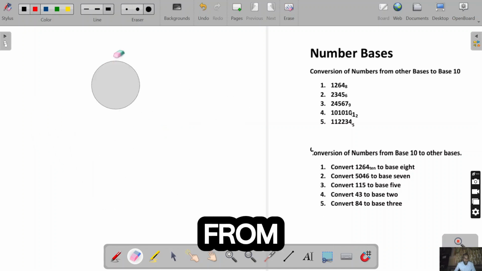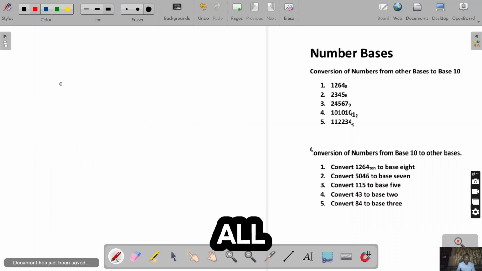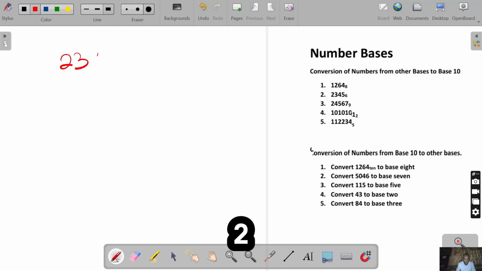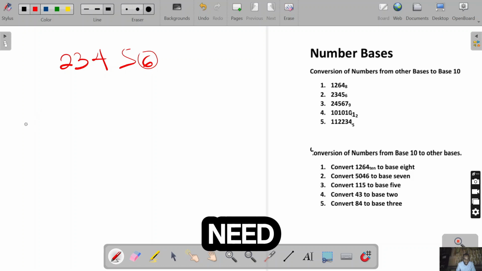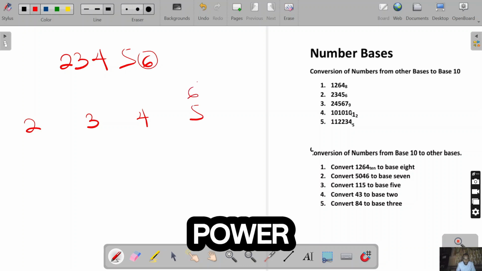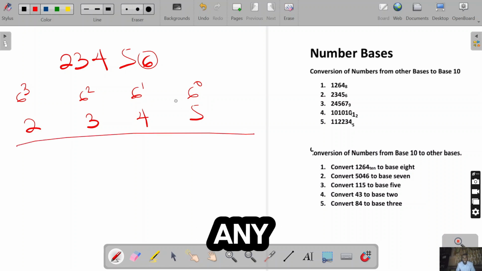When you are converting from other bases to base 10, all you need to do, just like I did earlier, is to spread the digits. 2, 3, 4, 5 base 6. You can see this is base 6. All the other digits are less than 6. So all I need to do is spread 2, 3, 4, 5. I'm working in base 6. Just write 6 raised to power 0, 6 raised to power 1, 6 raised to power 2, 6 raised to power 3.